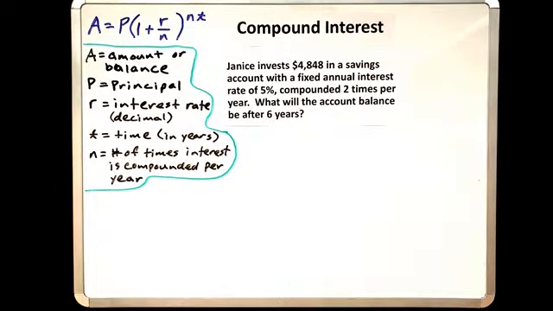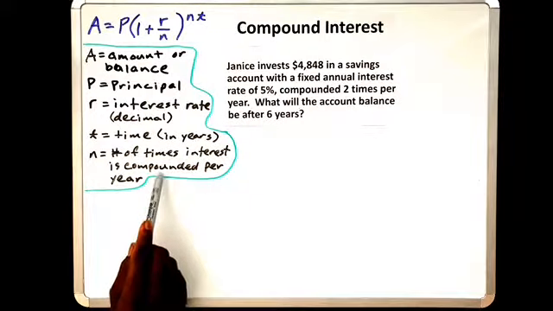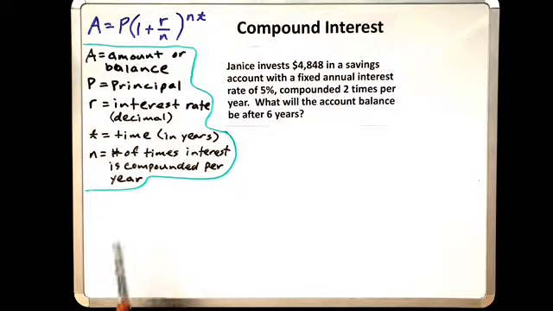compounded per year. So let's talk about what it means for interest to be compounded. For interest to be compounded, that means that you're earning interest on the previous interest earned. Okay, so that's great when you're earning interest on what you've earned prior. So that can happen either once a year or more than once a year.